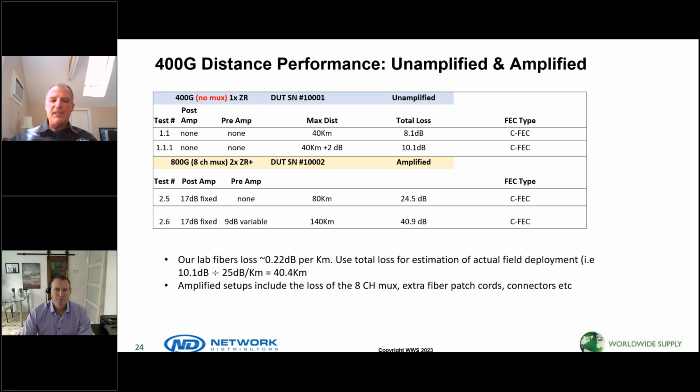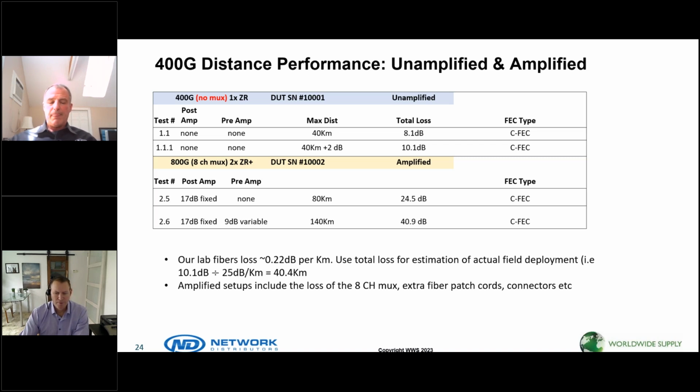So if you look down at test number 1.1.1, no amplifiers, we put 40 kilometers of fiber in, a 2 dB attenuator, and we had 10.1 dB of loss. It was using CFEC. This is the first version we did at 400 gig. So you look at that 10 dB of link budget, and you say, if my actual loss is 0.25 dB per kilometer, then mathematically it works out to be about 40.4 kilometers. We obviously have to confirm this in the field, but it's saying you can get 40. And that's what the brand names are saying, they can do unamplified at 40 kilometers, and we proved it out easily there.